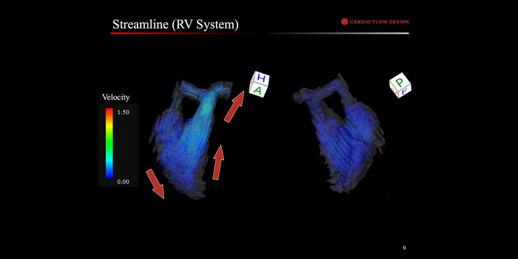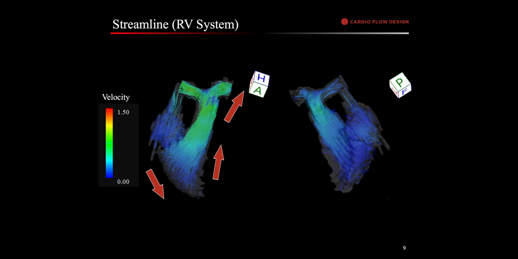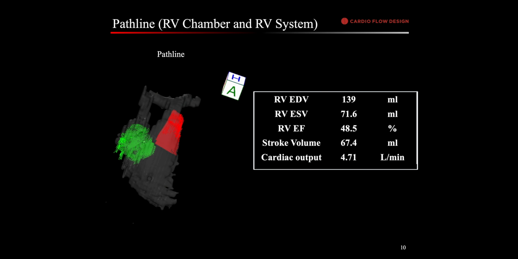Now we switch our focus to the right ventricle. We observe streamline patterns similar to those in the left ventricle, but focus on pulmonary circulation. Once again, we trace pathlines within the right ventricle, assessing the volume of blood inside the heart at certain points and the volume of blood flowing out of the heart.